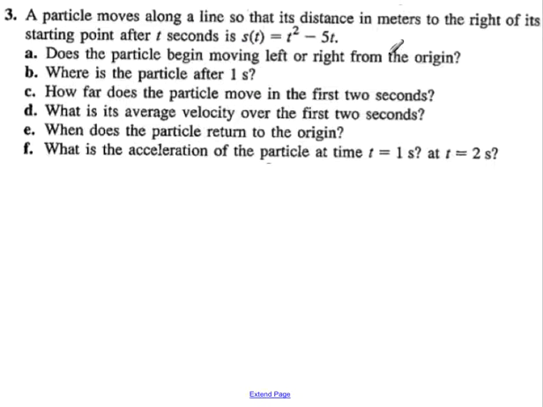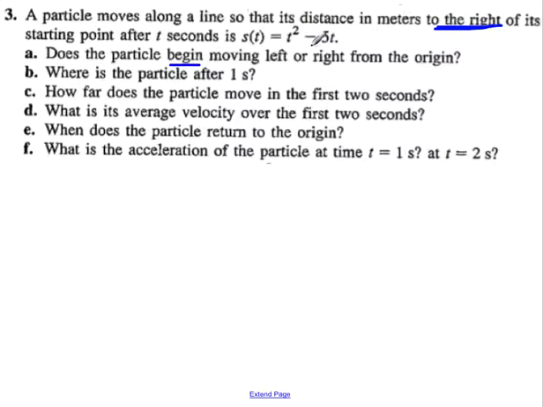All right, so does the particle begin moving left or right from the origin? Well, they're telling us this, meters to the right of its starting point. When I have a positive number for s of t, that's our position, we're saying that's meters to the right. When I have a negative, that's meters to the left. So that's why they're telling us this part, so that we know when we have positive numbers that come out of our function, it's to the right, and negative is going to be to the left.